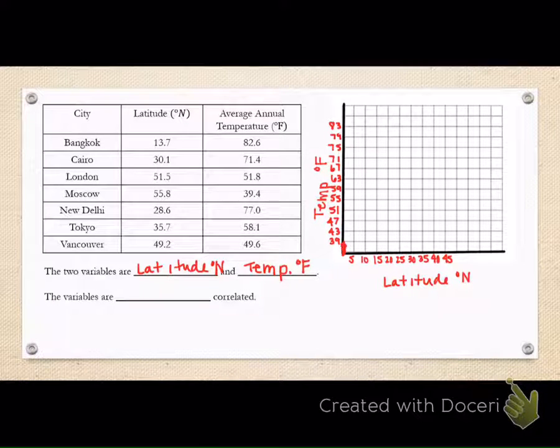And then you guys can start plotting your points. So go ahead and start plotting your points from your table, and then we'll look at the correlation. So Bangkok is 13.7. Just do as best as you can to get in the right location. So 30, 71.4.